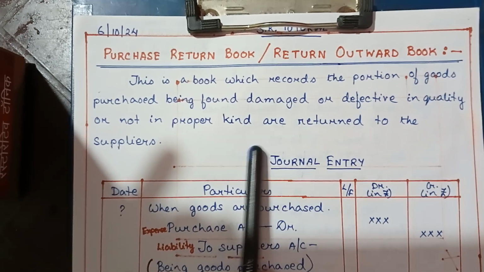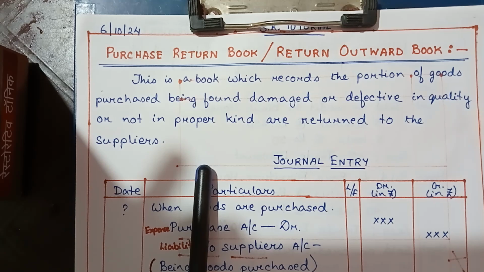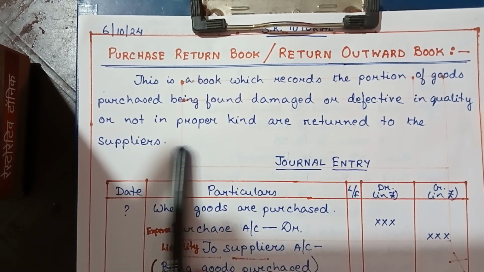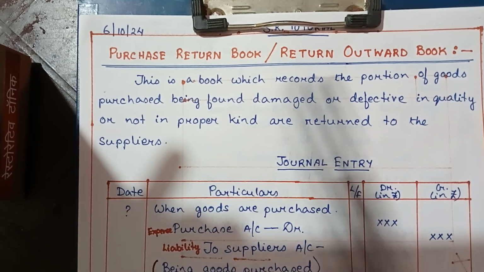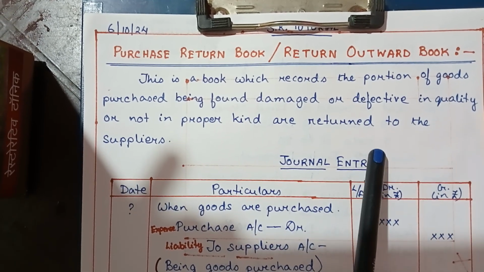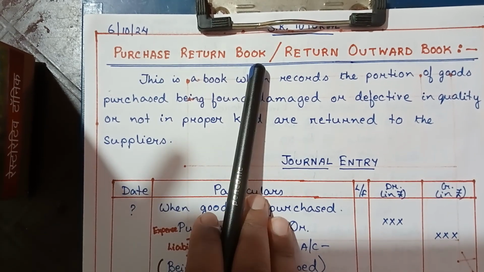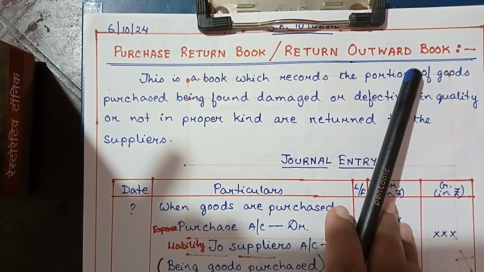So when a business purchases goods and any portion of goods is found defective or not in proper kind and is returned to the suppliers, those portions of goods are recorded in the purchase return book or return outward book.